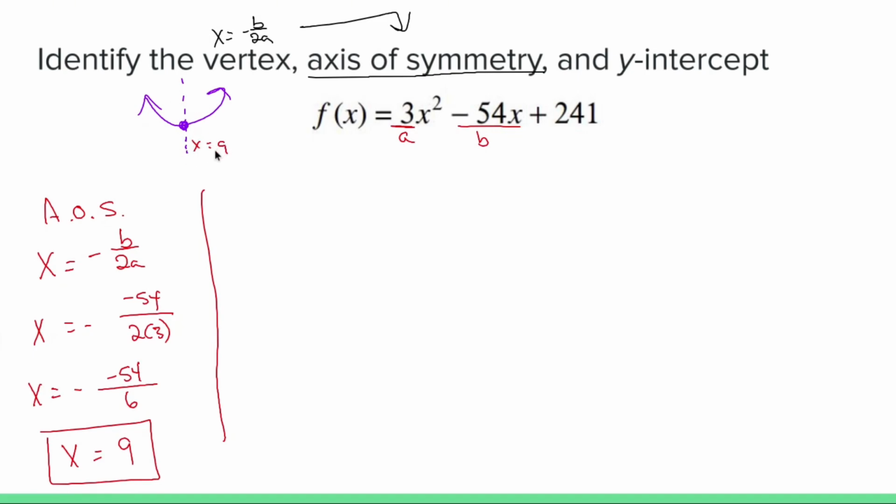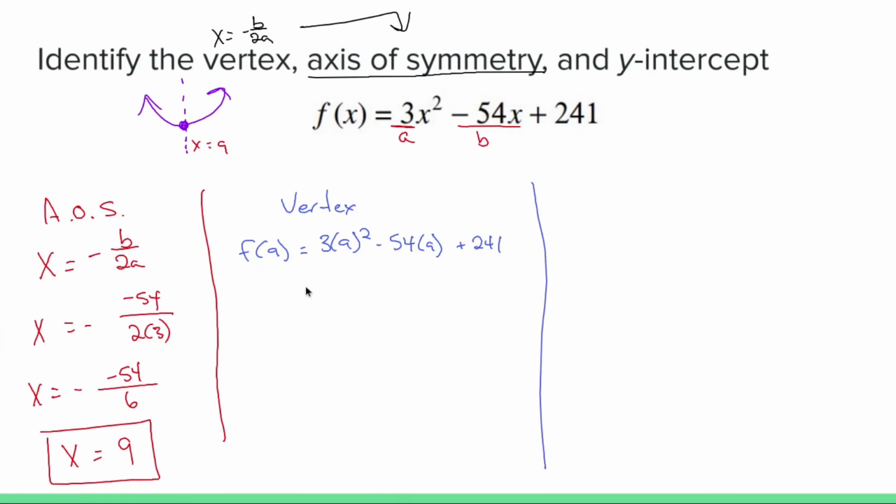Now, since x equals 9 is going to be the x value that goes through the vertex, that'll allow me to find the rest of my vertex. So my vertex exists at the point where x equals 9. So I'm going to find out what f of 9 is. Ugh, it's going to be some ugly numbers, but that's all right. f of 9 has me replacing x with 9, so 3 times 9 squared minus 54 times 9 plus 241.